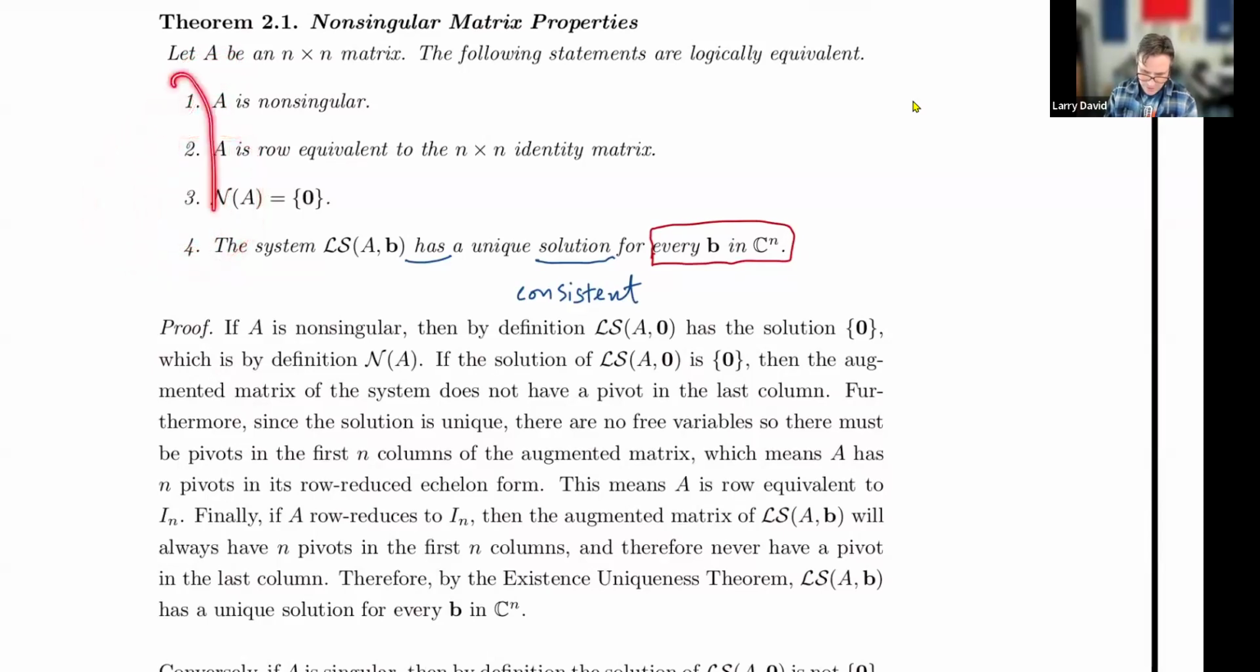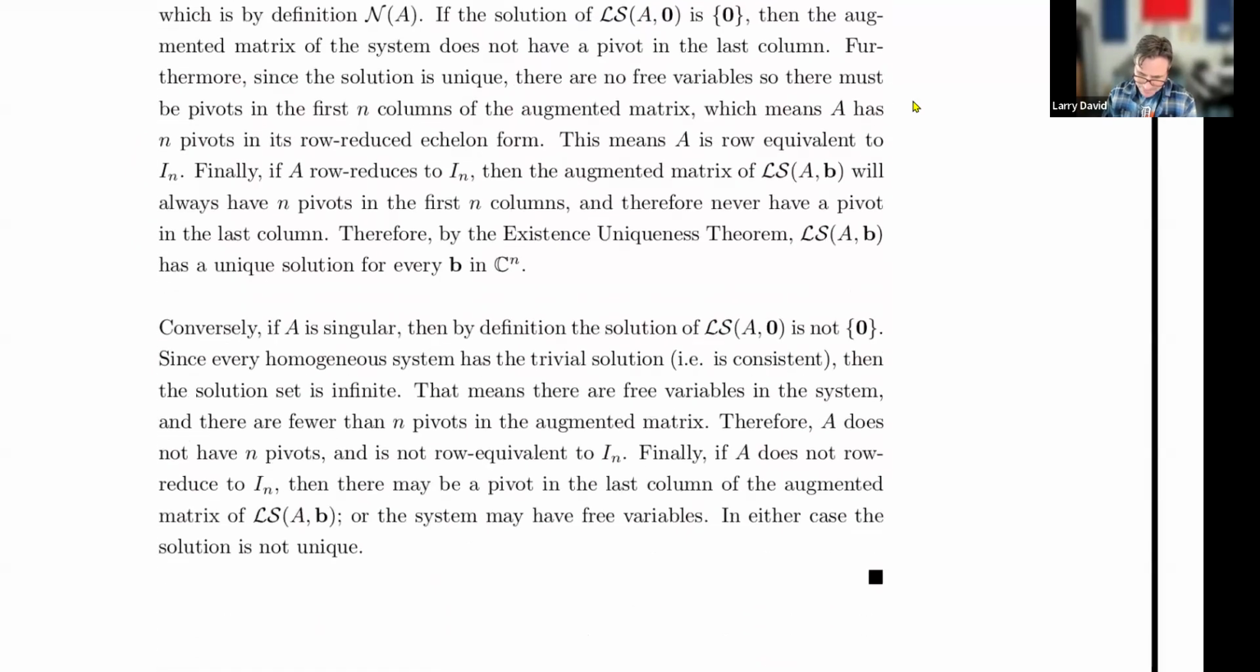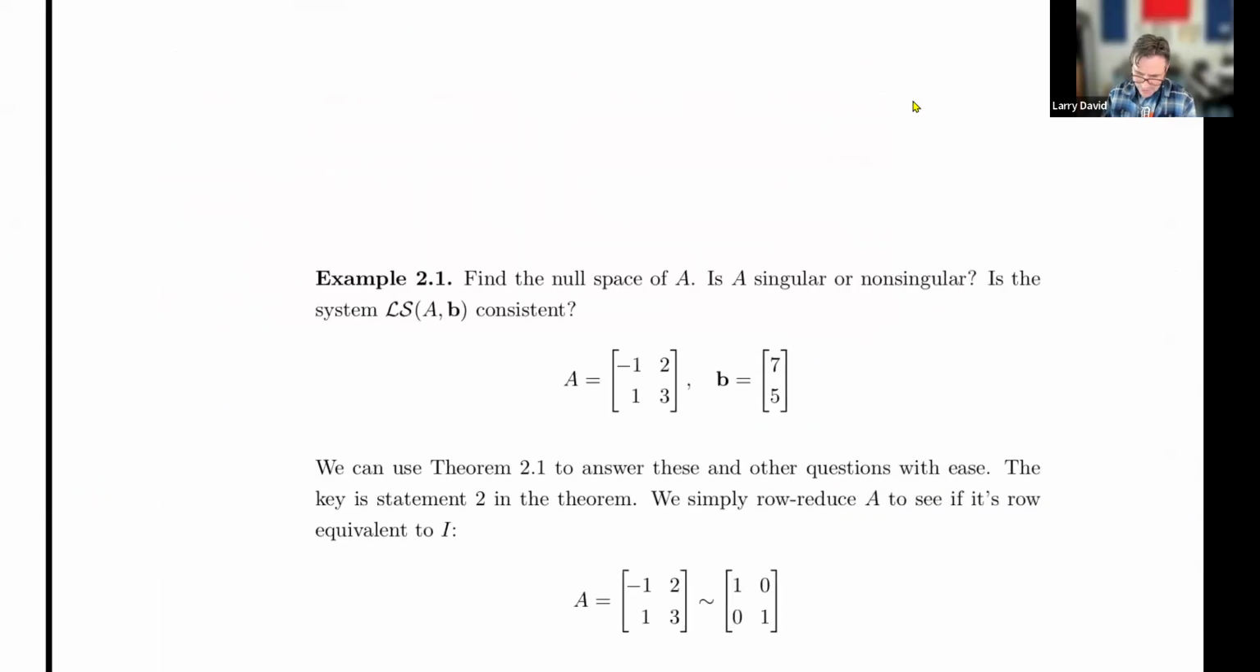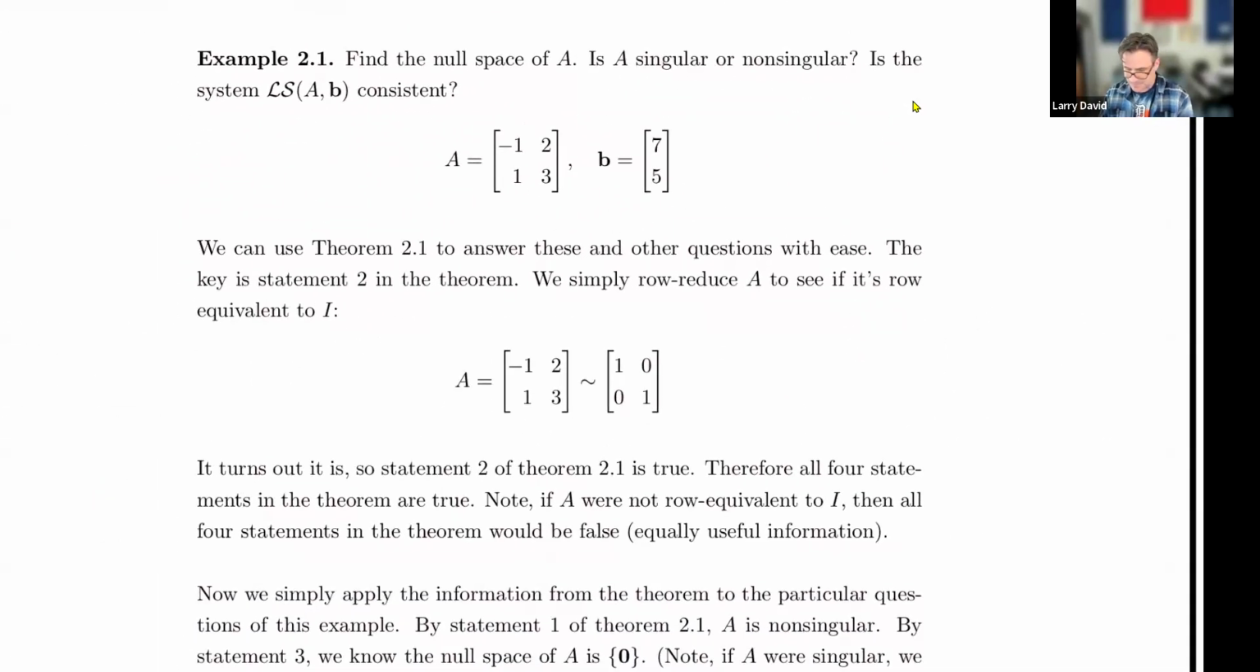So you get this connection. And then if one is false, they're all false. And if one of these is false, that implies that one is false. And that's what this second paragraph says. All right, we're going to focus on using the theorem.